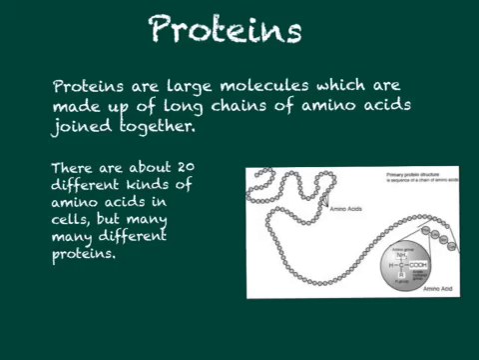Now, the important thing to realize is that there are about 20 different kinds of amino acids in cells, but these can join up in many different ways to make hundreds, even thousands of different proteins. It's a little bit like saying there are about 20 letters in an alphabet, and these 20 letters can be joined up to make hundreds or thousands of different words.